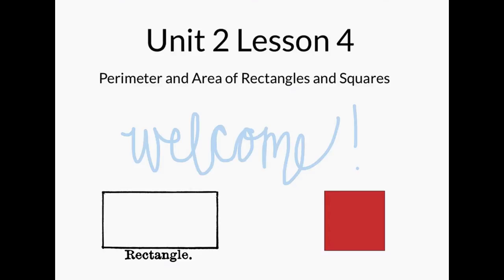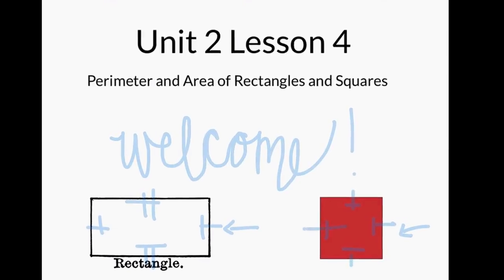On the bottom here, I've included a handy-dandy picture of a rectangle, one of the quadrilaterals we've learned about in this unit, and a picture of a square, another quadrilateral we've learned about in this unit. Remember that both rectangles and squares are parallelograms because they have two pairs of parallel sides. Rectangles have opposite sides that are equal, and squares have all four equal sides.